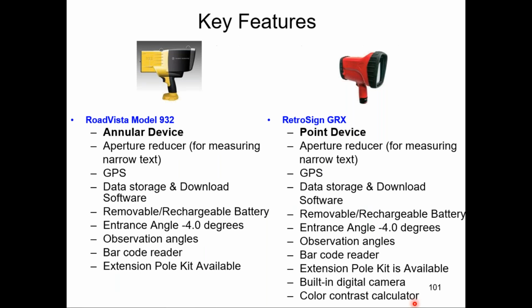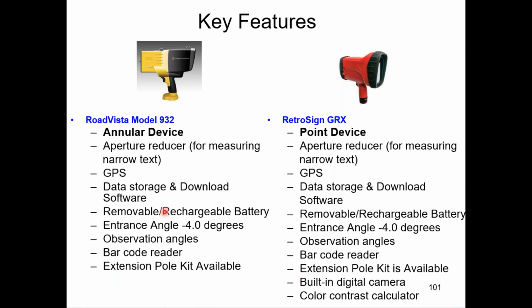These are some of the key features of each. The Road Vista is what's called an annular device. The Retrosign is a point device. And so they operate in a different fashion, if you will. So you can't one year use, say, the Road Vista and the next year use the Retrosign and compare the results, because the results are not really comparable. So once you pick a model or brand to use, you should stick with that.